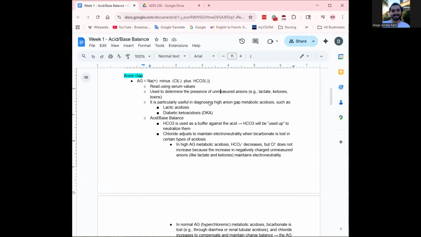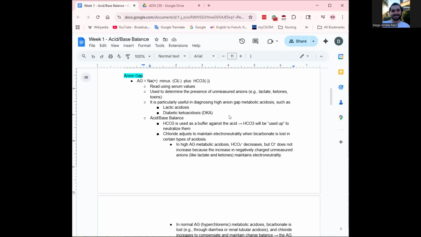Has anyone ever encountered an anion gap in clinical? Like just seen it in the lab values? I've seen it for patients with sepsis. Yeah, exactly. So patients with sepsis, they would also check the anion gap. One of the most typical things that we'll see it for is also DKA.